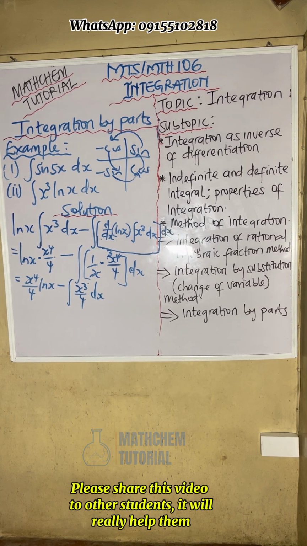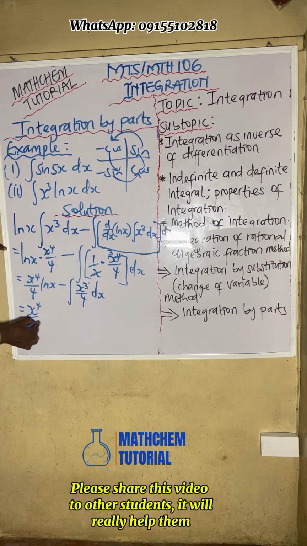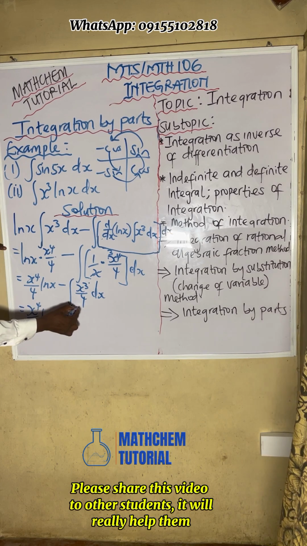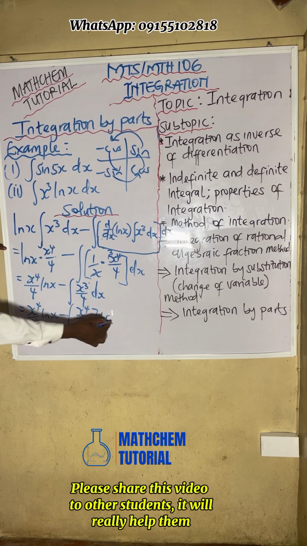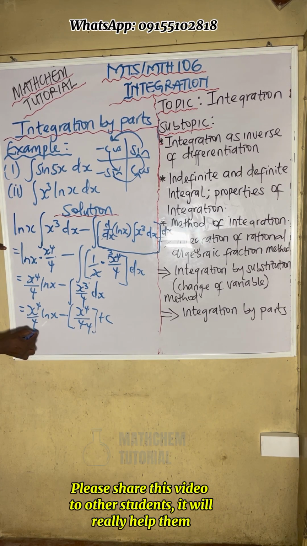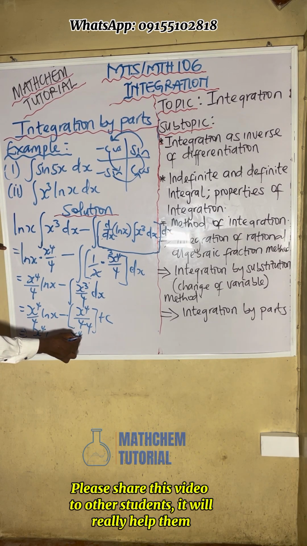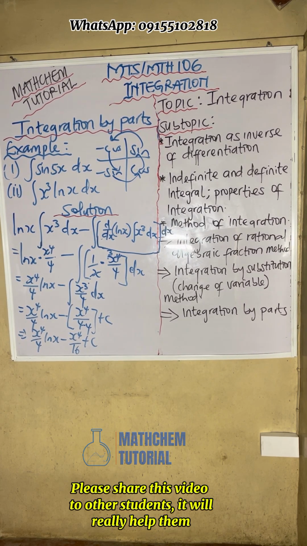x cubed over 4 dx. Now let me integrate x cubed over 4 dx, which equals x⁴ over 4 ln x minus, if I integrate this, here will be 4 times 4, that will be x⁴ over 4 times 4, plus c. I will have it as x⁴ over 4 ln x minus x⁴ all over 16 plus c. You can actually leave it like this because there's nothing more for you to do there.